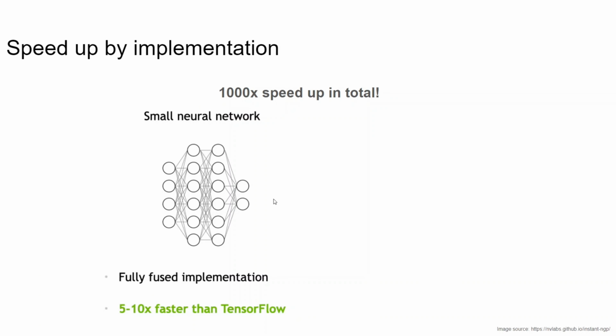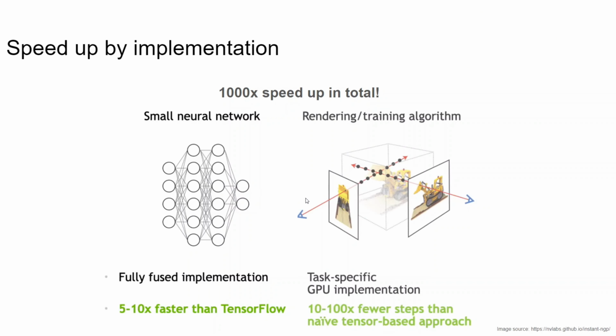So here, the speed up by the fully fused implementation of the small neural network is around 5 to 10 times faster than TensorFlow implementation. And when putting all the operations needed in training and inference on GPU, that will bring around 10 to 100 times speed up. So overall, the fully fused implementation can potentially bring up to 1000 times speed up.